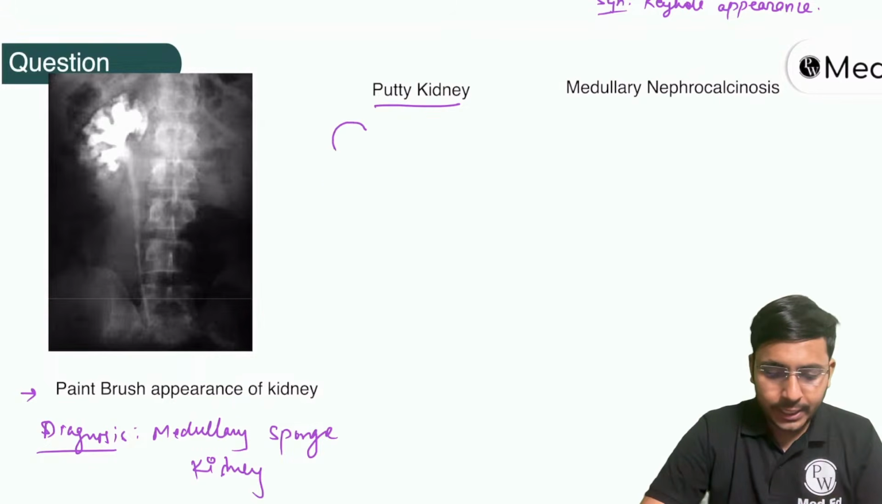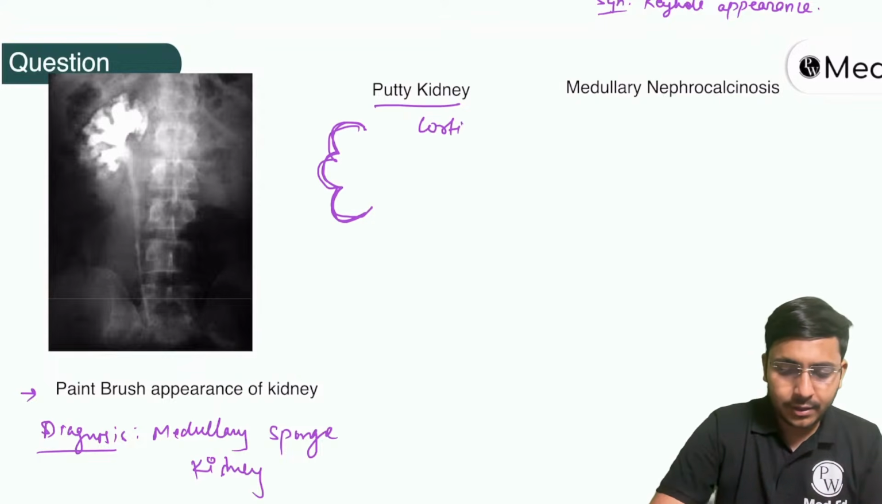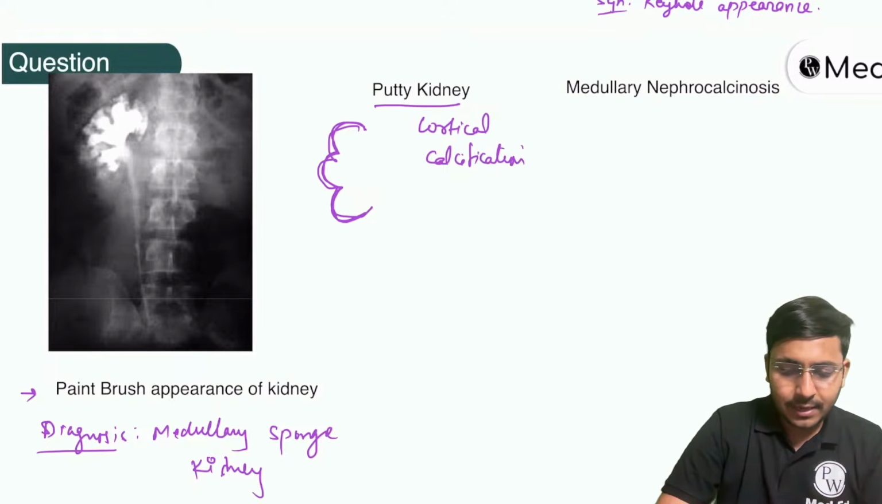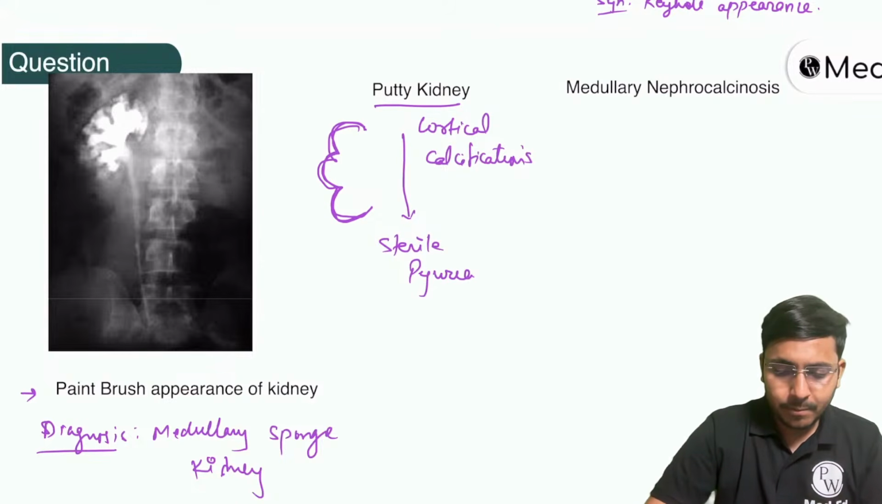Now putty kidney has been asked previously. How do you identify putty kidney? In putty kidney, you will see cortical calcifications. And this is a previous question. What else do you get here? You get sterile pyuria.